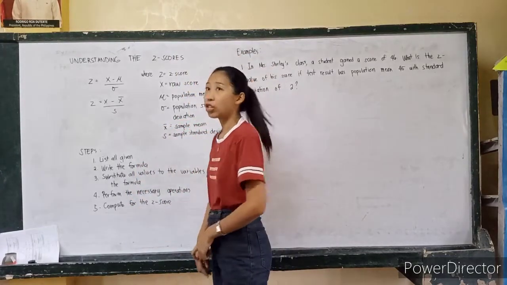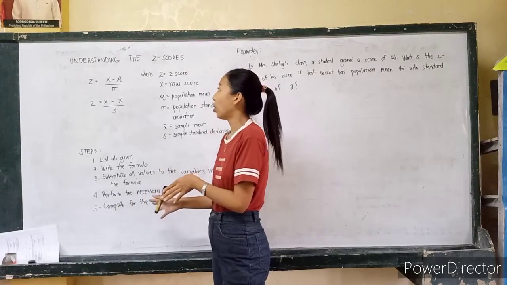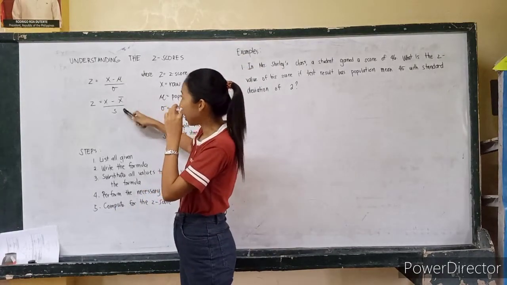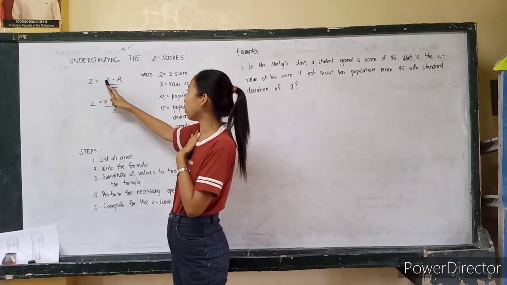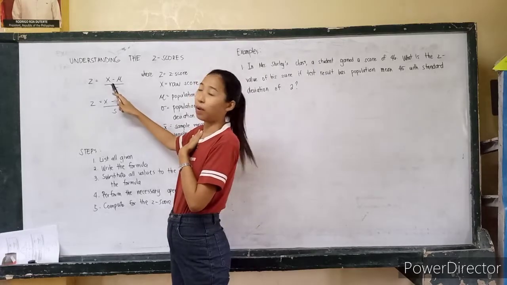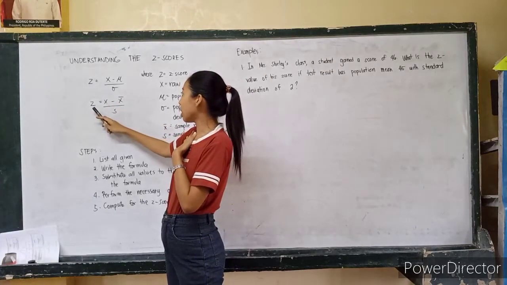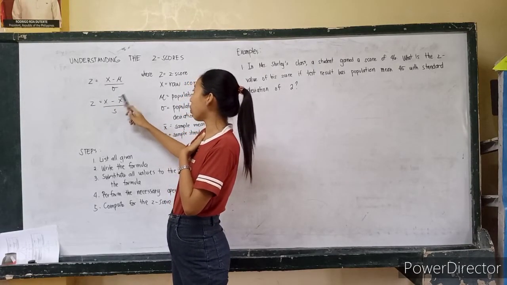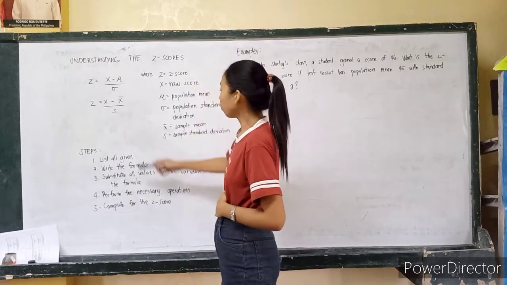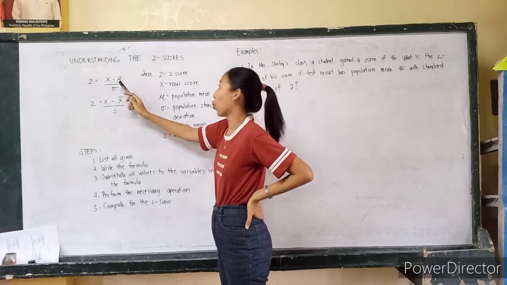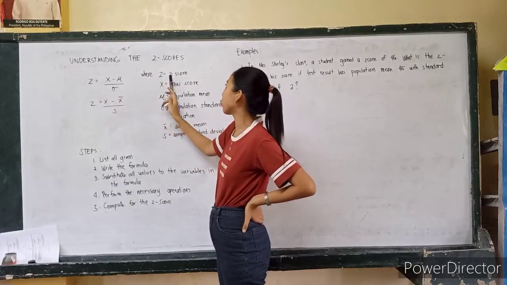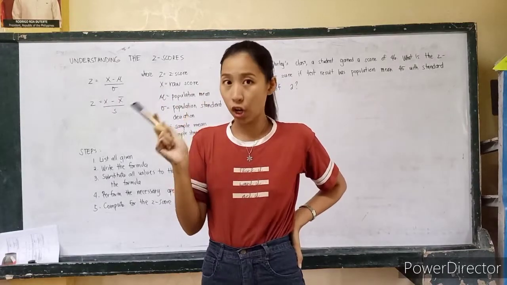Okay, so let's go directly with our formulas for today. So we have two formulas. First one is z is equal to x minus mu over sigma. And z is equal to x minus x bar over s. Okay? Now, these letters right here, of course, have meaning. So the first one is z. Z stands for your z-score, which is what we are looking for.